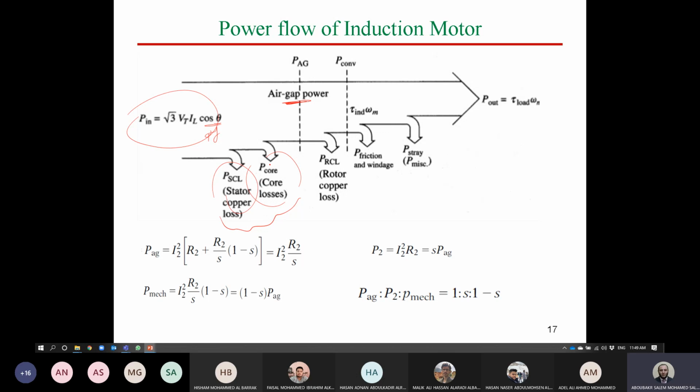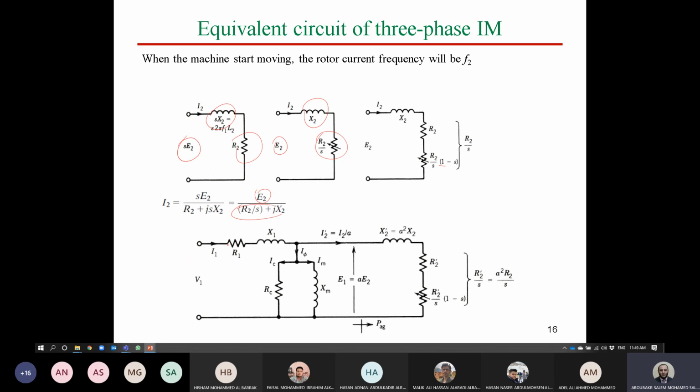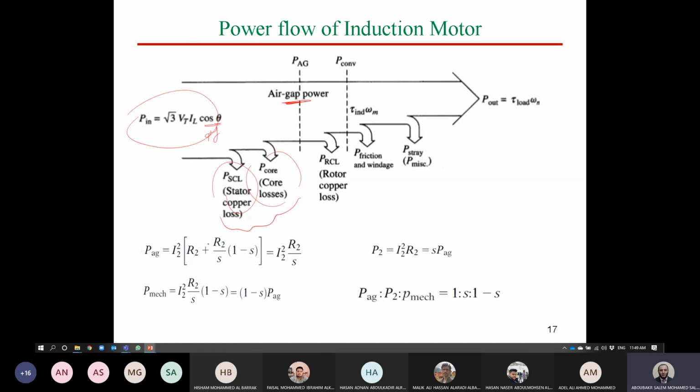So from the equivalent circuit, if we go again to the equivalent circuit, you will find that we have here R1 and RC, which represent copper loss for the stator and core loss. So the remainder of the power will go to the remaining resistances of the circuit. Right or wrong? So we can say now P air gap equals I squared multiplied by R2 plus R2 over S multiplied by 1 minus S, which is I2 squared multiplied by R2 over S. It's the same. So this is the air gap power.